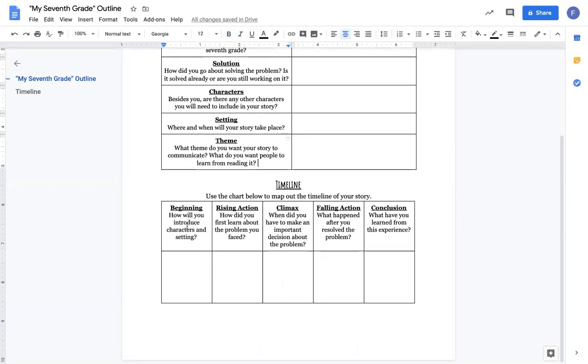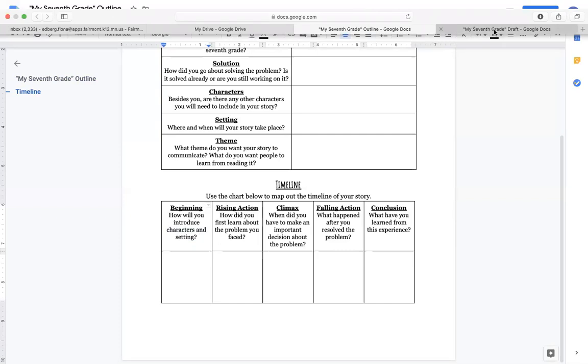With all that information, it should be a little bit easier to figure out how to put that together into a story. I would suggest starting with your timeline here. So think about how you were going to begin your story, and hopefully that should include some characters and setting. So how are you going to let your reader know where you are when the story is taking place and who was in it? So for me, I'm going to go back to my draft now.